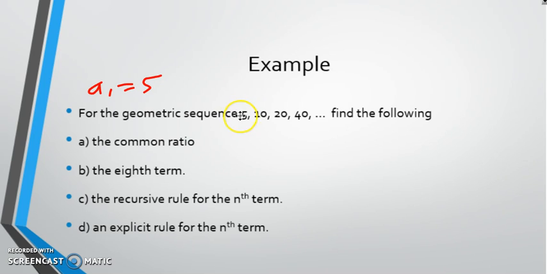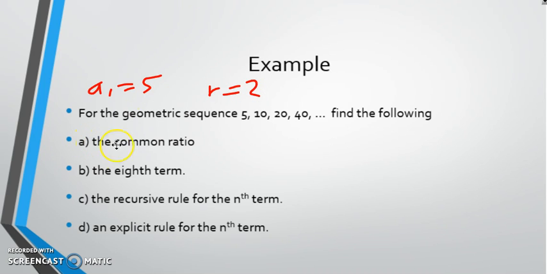10 divided by 5 is 2. If I had picked 20 and divided by the one in front, 20 divided by 10, still 2. If I had picked 40 divided by the one in front, it would still be 2. So the best way to find r is to pick a number and divide by the one in front. That'll help you figure out what you're multiplying by to go from term to term to term. So now I know that r equals 2 in this case.